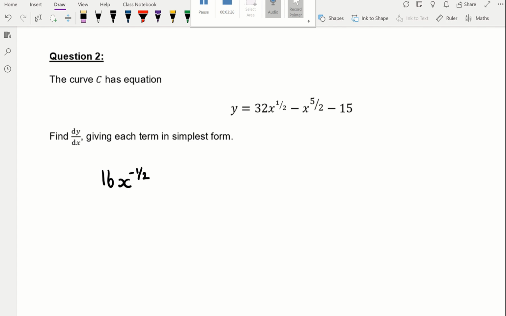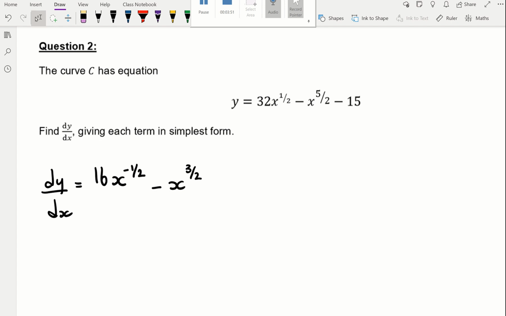And then you do the same for the second term, the fraction times negative 1, so this gives you negative x to the power of the fraction, which is 5 over 2 minus 1, gives you 3 over 2, and the negative 15, because it doesn't have an x, disappears. And that's the end of the short questions.